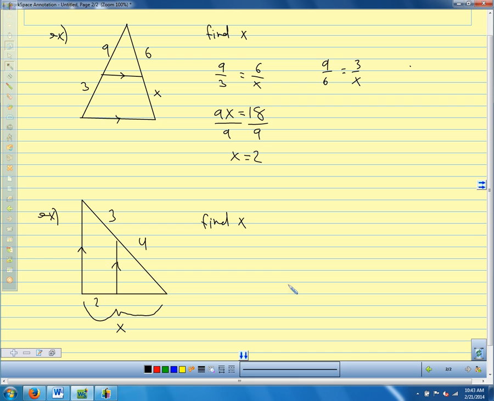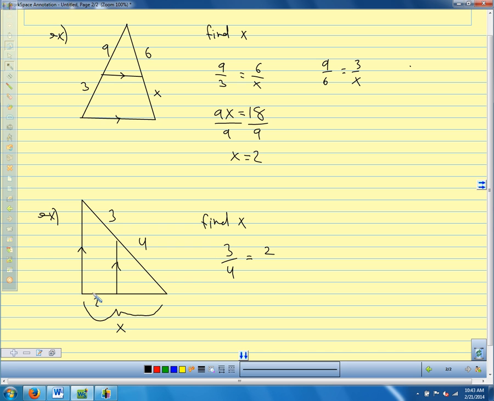All right, so what proportion do we want to set up here? A little different than this one, but not a whole lot. Anybody have an idea? What do you think, Hershey? 3 over 4 equals x over 2. So 3 over 4. So this is where we need to be careful. 3 over 4. So I'm using this side on the top here. So I want the one across here. So we want 2 there.